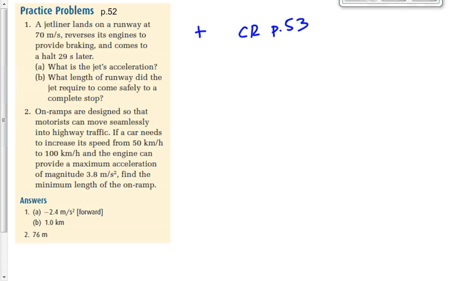Got it? Everybody know what they're doing here? Check and reflect questions, page 53, number 1 to 14, plus these 2 questions. You've got almost 20 minutes to work on them in class here, so we should get a pretty good head start here, okay? Okay, let's get to work.